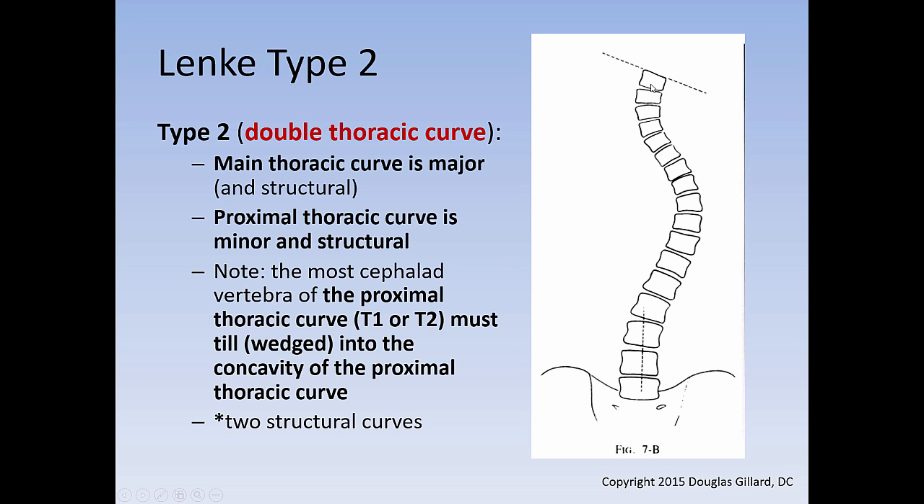The proximal thoracic curve is also structural. It doesn't reduce to under 25 degrees with bending into its apex. Okay, so it's still over 25 degrees, but it's just not as big with regard to coronal Cobb angle as the main thoracic curve here. So if main thoracic is biggest and this is second place, you have a Lenke type 2 curve, period.